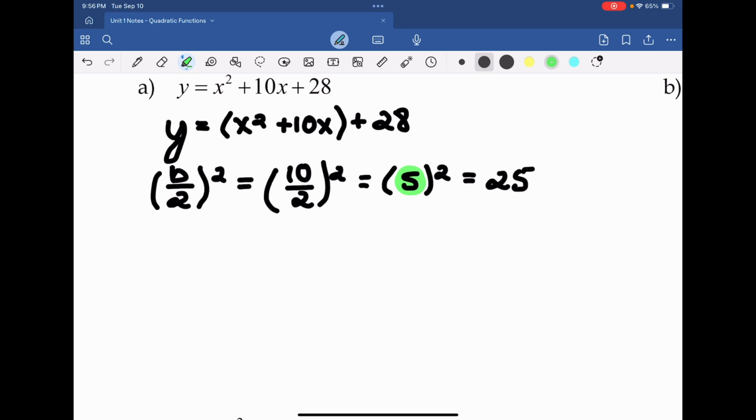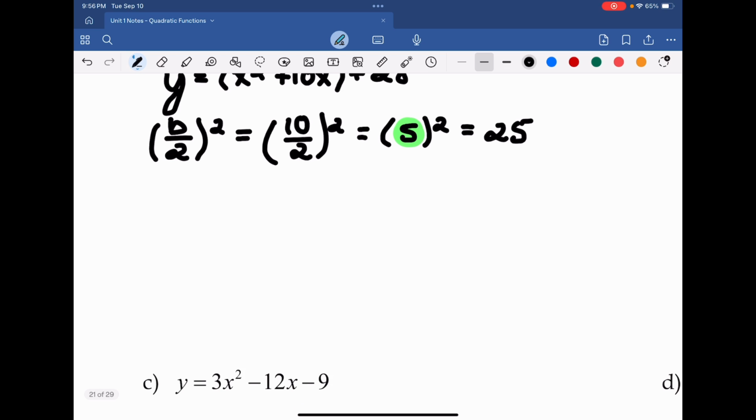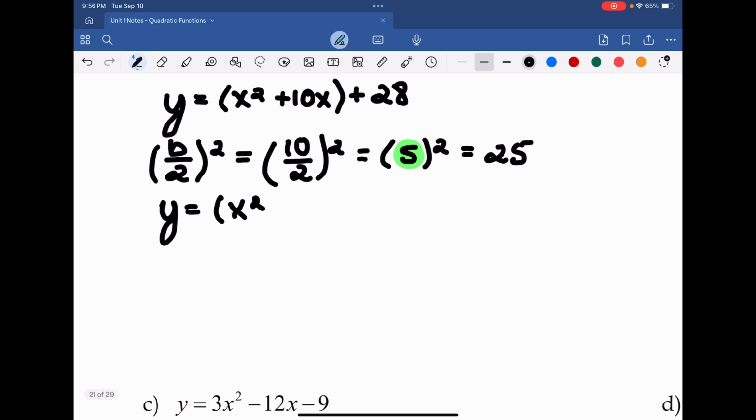Again, in your notes, highlight the positive 5. Please make sure you highlight that because it comes up later, and we're going to see this pattern lots. Now, we're going to use that 25 to replace the following. It's going to be y is equal to, instead of it just being x squared plus 10x, it's going to be x squared plus 10x plus 25 minus 25, bracket, plus 28 on the outside.